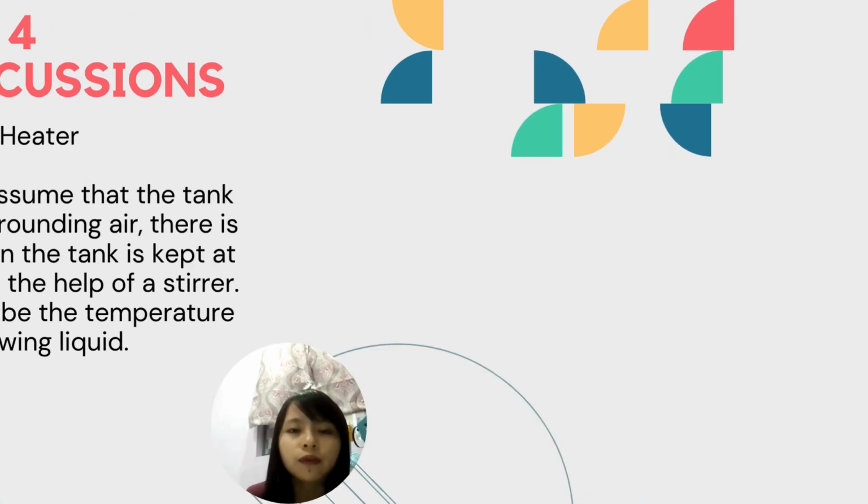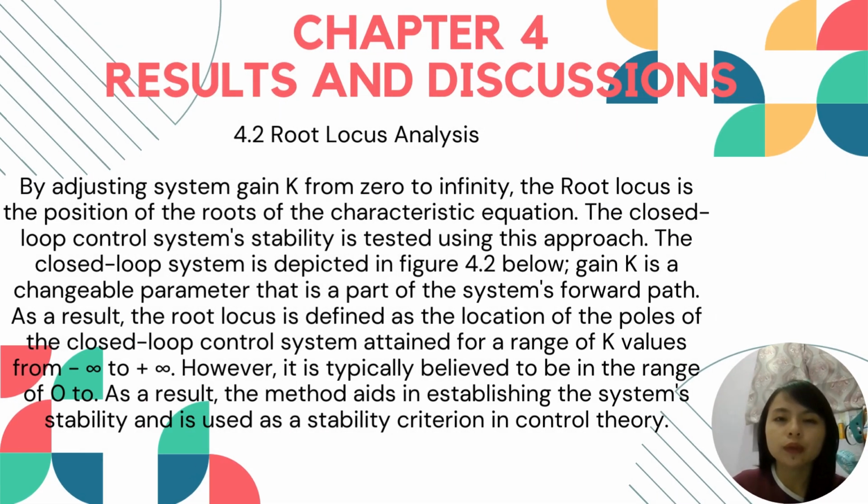The next is the root locus, for system gain K from 0 to infinity. The root locus is the position of the roots of the characteristic equation. It is used to study the stability of the closed loop control system using this approach.